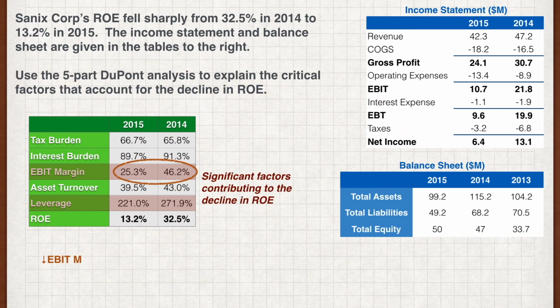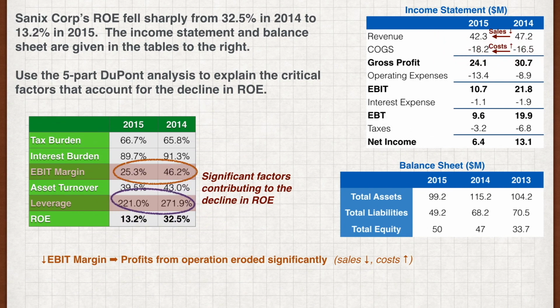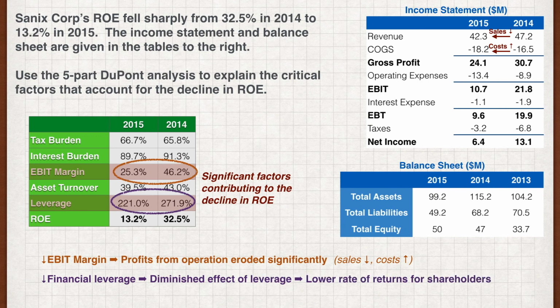The drop in EBIT margin is more pronounced. This suggests that the profits from operations have eroded significantly. This is confirmed when we look at the income statement, that sales has declined while costs have gone up over the year. The decline in financial leverage suggests that the capital structure of the company has shifted towards that of having less debt. While this lowers the risk to the company, it also suggests that the leverage effect is reduced. Moving forward, shareholders may have to accept a lower rate of return.